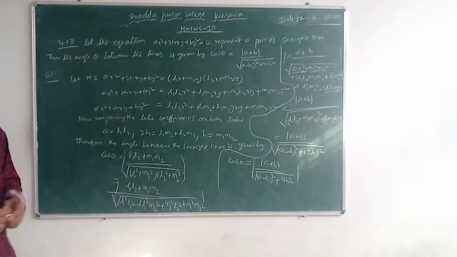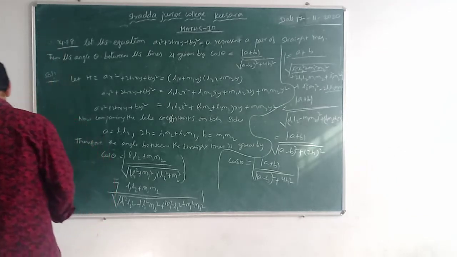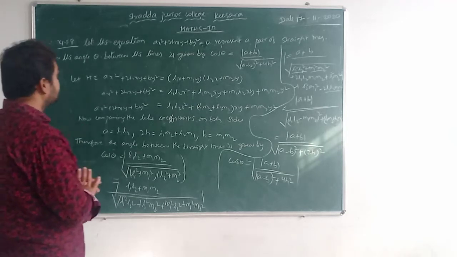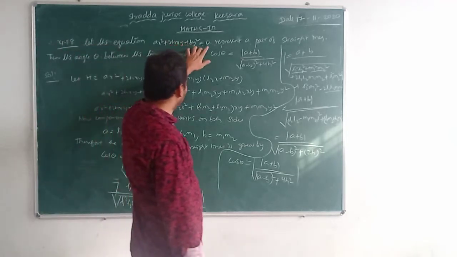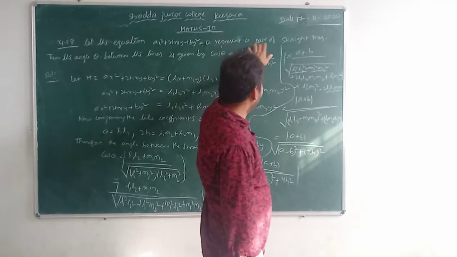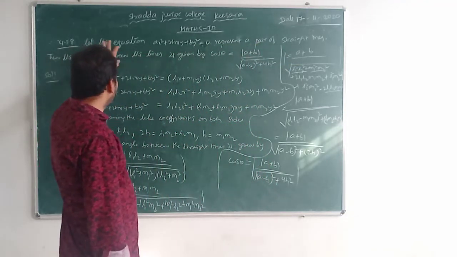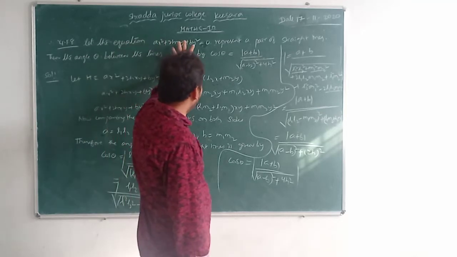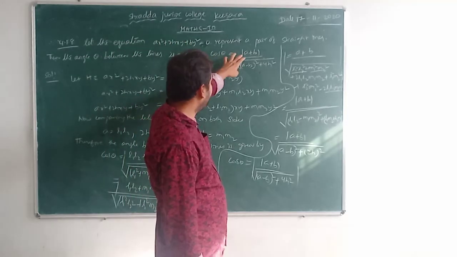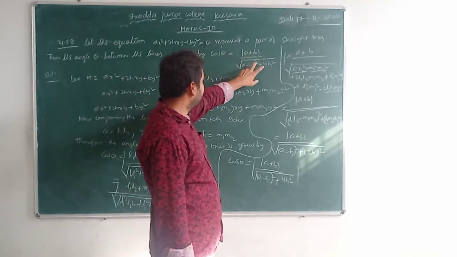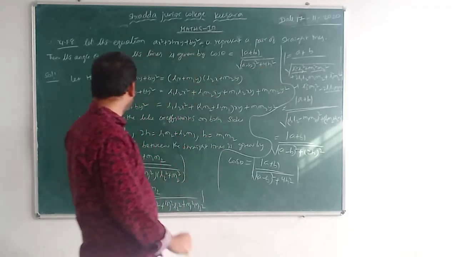See, once again revision, this theorem is very important for 7 marks. See what is given here. Let the equation ax square plus 2hxy plus by square equals to 0 represent a pair of straight lines. Then the angle theta between the lines is given by cos theta equals to mod a plus b by root a minus b whole square plus 4h square.